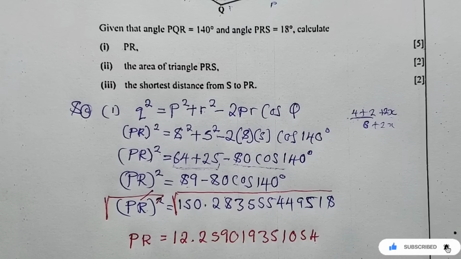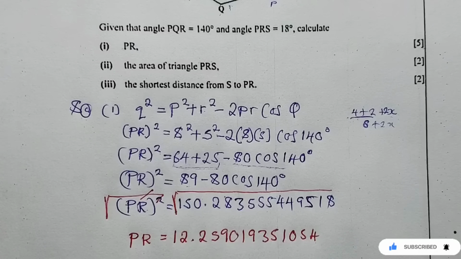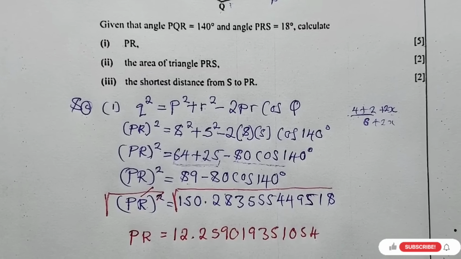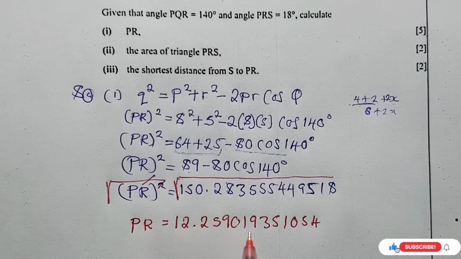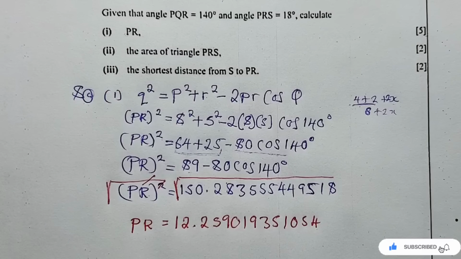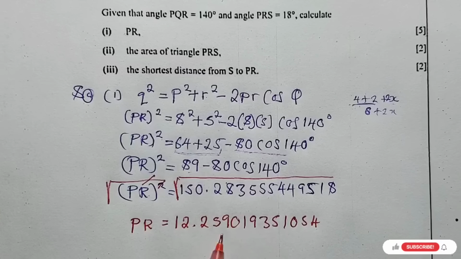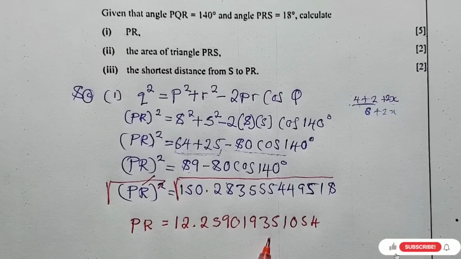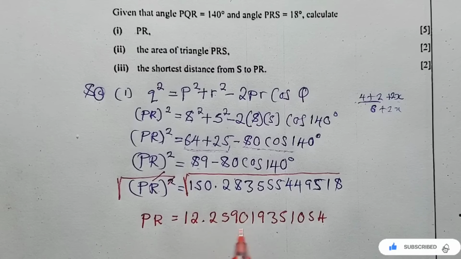We are not told to leave our answer to any decimal place or significant figures. Now, what do we do? Remember, on the first page of this question paper, you are given clear instructions that if the degree of accuracy is not specified in the question, and the answer is not a whole number, leave your answer correct to 3 significant figures.